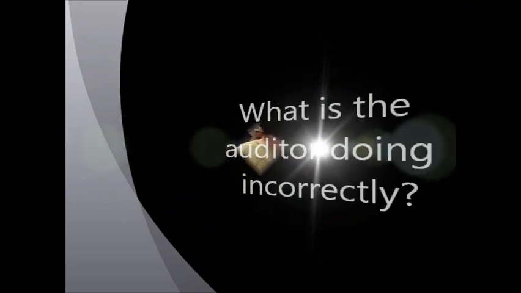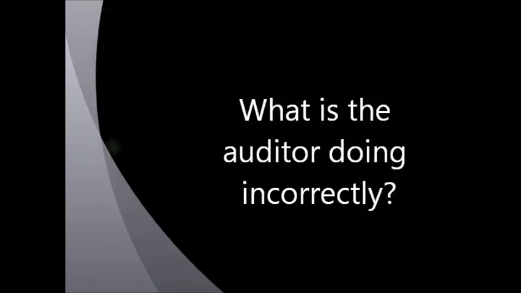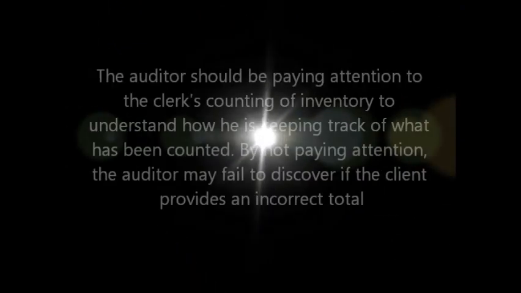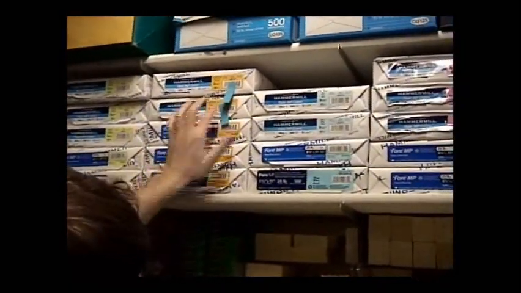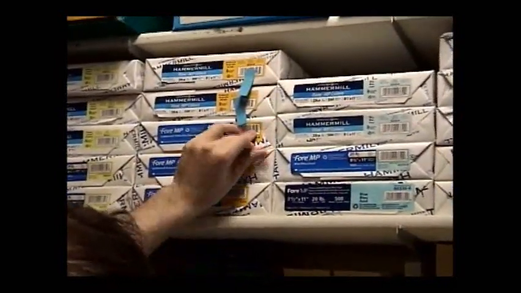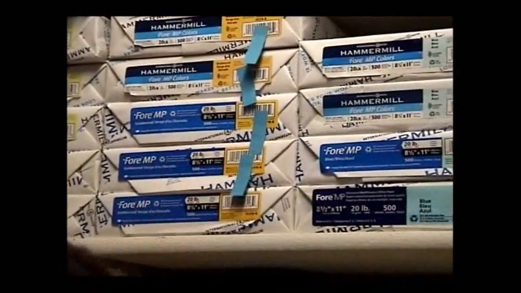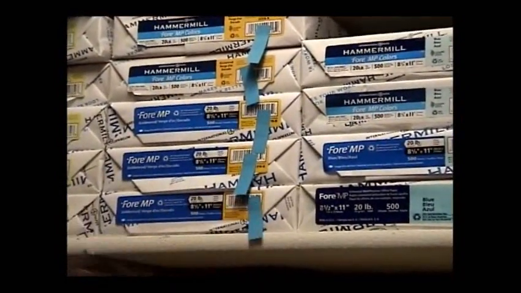Okay, that's good. What is the auditor doing incorrectly? The auditor should be paying attention to the clerk's counting of inventory to understand how he is keeping track of what has been counted. By not paying attention, the auditor may fail to discover if the client provides an incorrect total. 1, 2, 3, 4, 5. 5 orange.